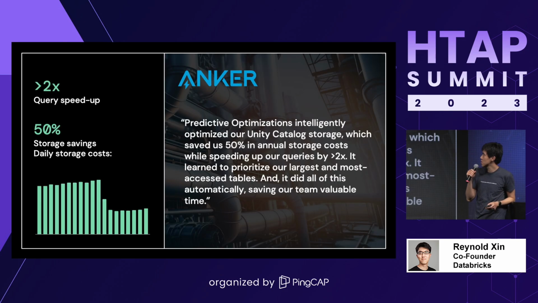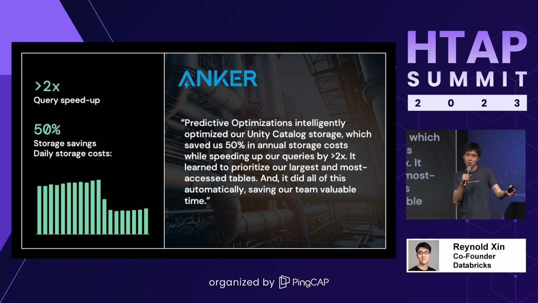So we rolled out this new thing called predictive optimization. It looks at the workload. We built a very simple AI model to predict when we should be doing, for example, compaction, and when we should be setting the right file sizes. We rolled it out in preview a few months ago, and every customer who tried it loved it.